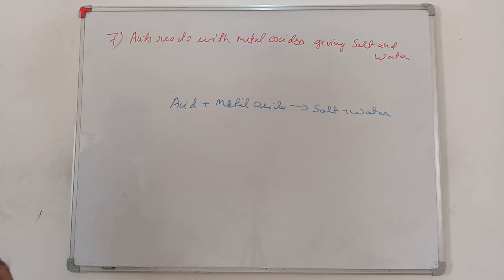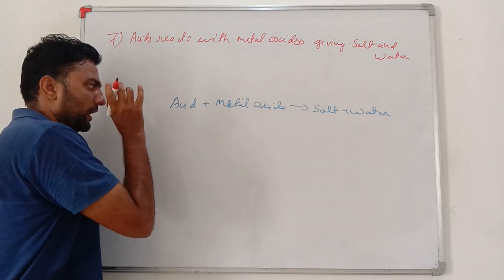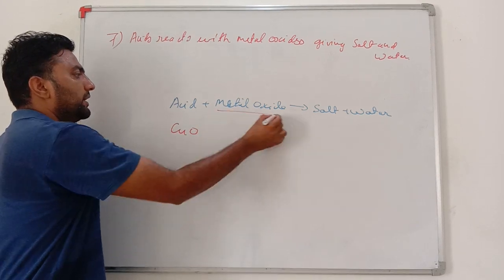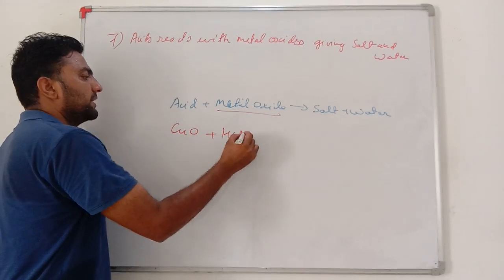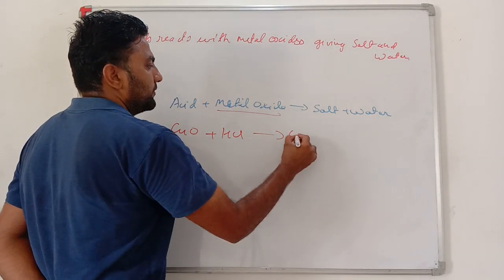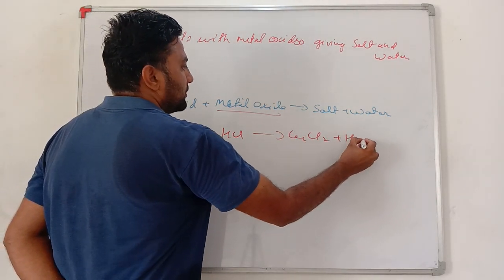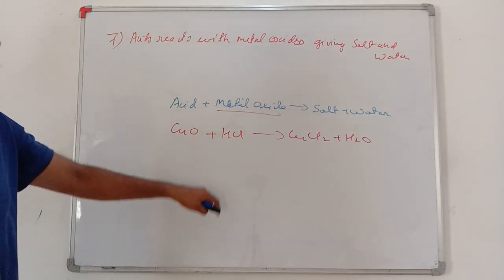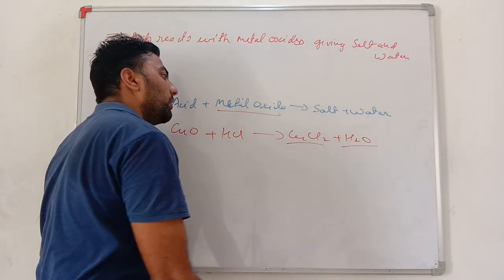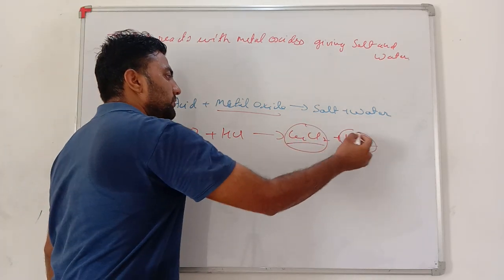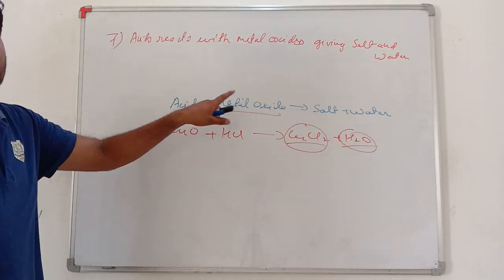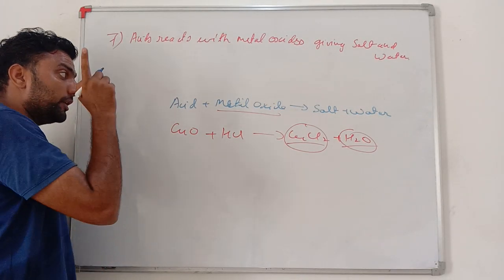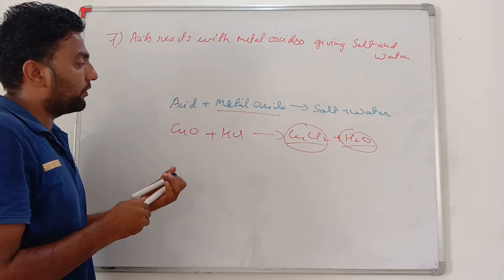Let's take an example. We will take CuO, that is metal oxide, plus acid, that is HCl, gives CuCl2 plus H2O. Copper oxide plus hydrochloric acid gives copper chloride plus water. This is salt and this is water. So very important: acids react with metal oxides to give salt and water. This reaction is very important to get to know some property of metal oxides.